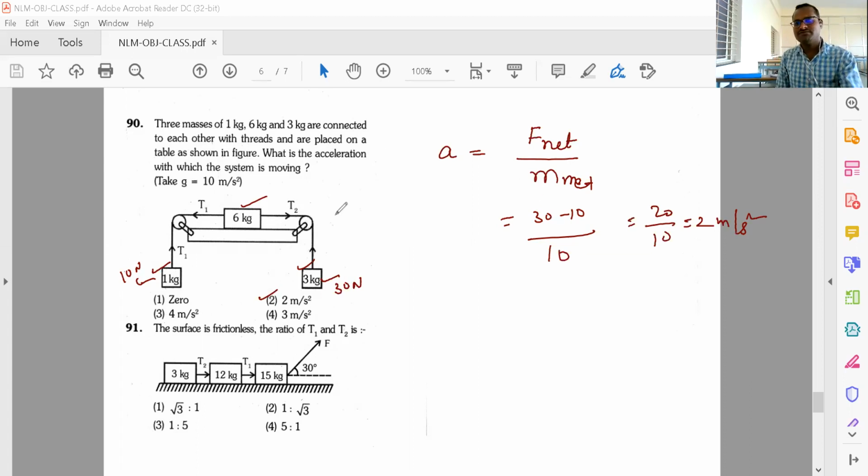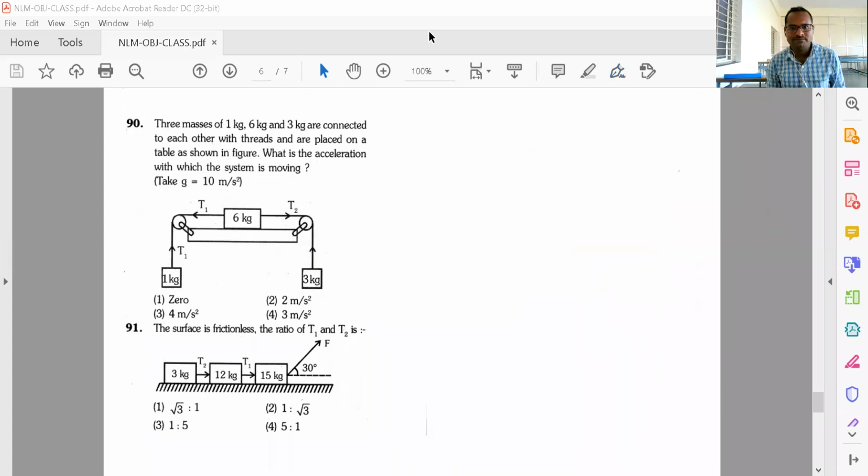Okay, so this type of thing, so many questions you have solved in your regular classes only. Once you practice this type of easy questions, sometimes they may ask you. Next, question number 91. The surface is frictionless. Then the ratio of tension T1 and T2.